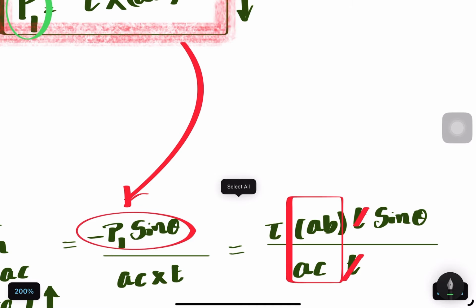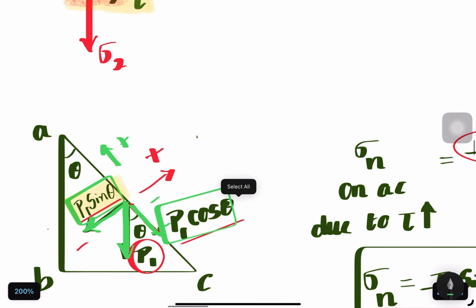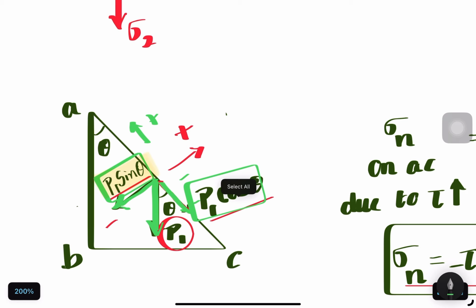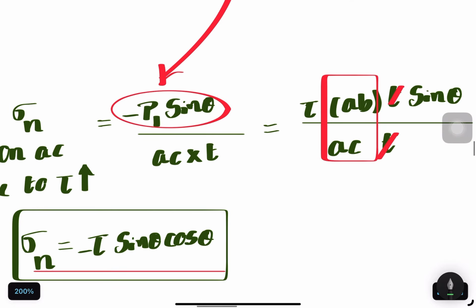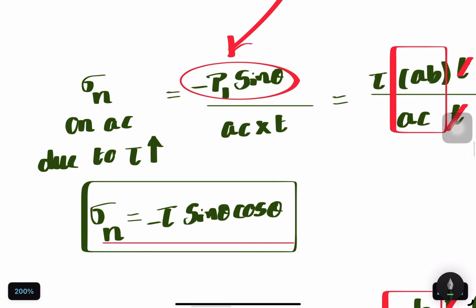And AB by AC, if you look at this triangle, what is AB by AC? It is adjacent side divided by the hypotenuse side, that is cos theta. Of course, this is the opposite side. So AB by AC is adjacent by hypotenuse, which gives us cos theta. When you substitute, it becomes minus tau into sin theta cos theta. That is the expression for the normal load acting on the inclined plane AC due to P1.